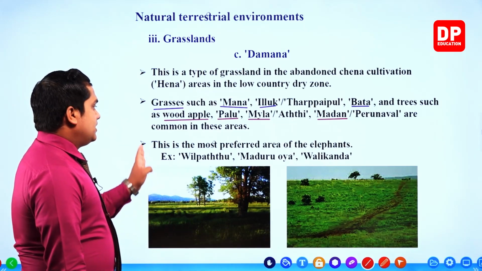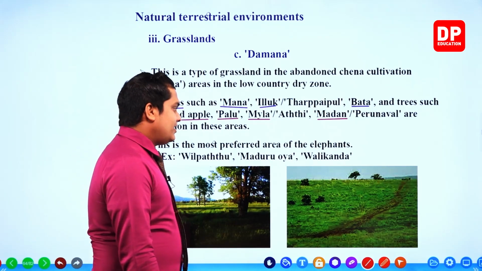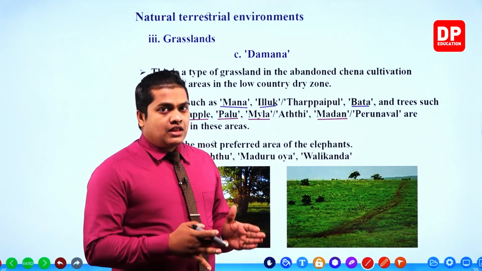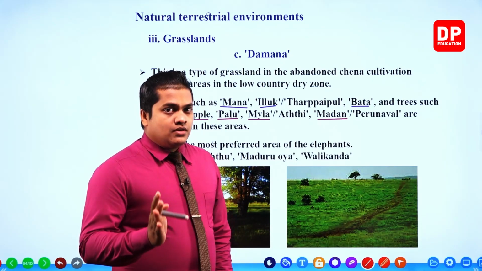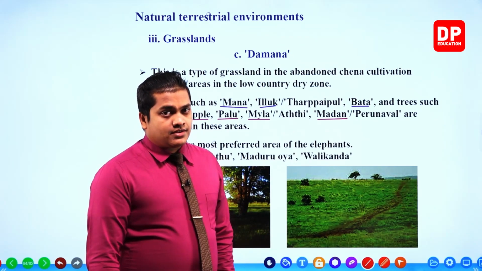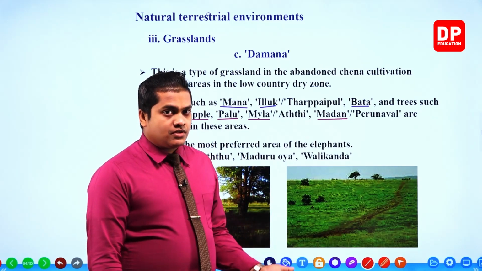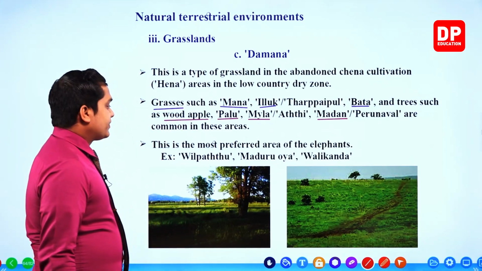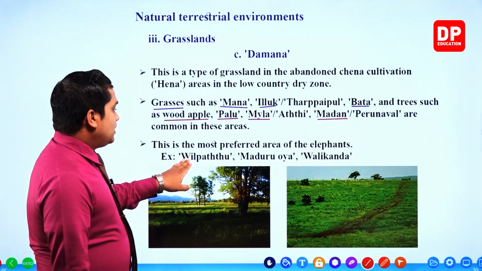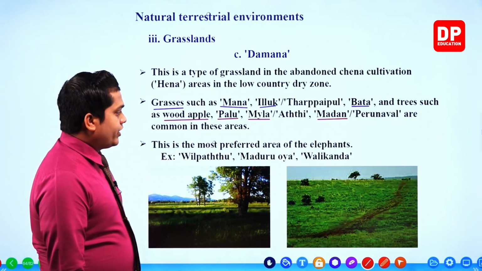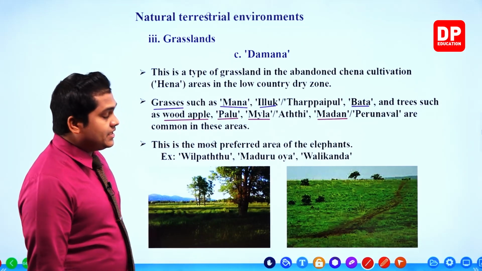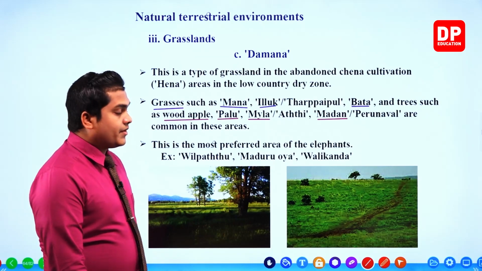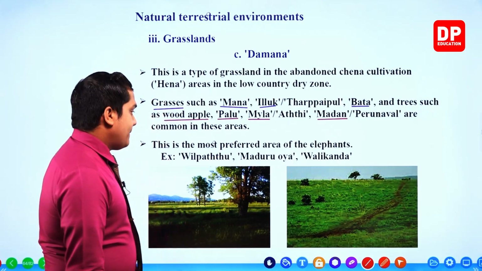Okay. Next point given, this is the most preferred area of the elephants. So elephants really like to be seen in these areas, very likely to be observed within the Damana regions, my dear children. So what are the examples? Vilpattu, Maduroya, Velikanda. These are the examples where we can observe Damana grasslands.